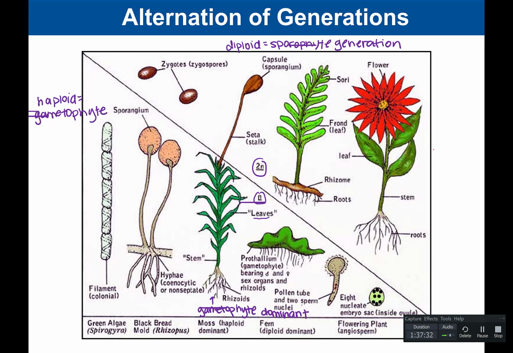What they have in common is they both have a sporophyte and a gametophyte generation. They both have both stages. They have a haploid part and a diploid part, but what makes them different is which part is dominant. Angiosperms or flowering plants are sporophyte dominant. Mosses are gametophyte dominant. And so we're going to look at more specific examples of how alternation of generations occurs.